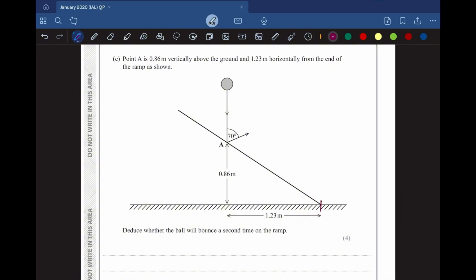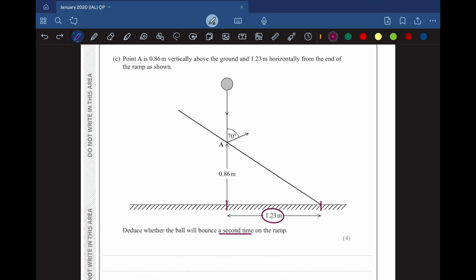So from the end of the ramp, the position from which it will bounce is 1.23 meter. The question is: deduce whether the ball will bounce a second time on the ramp. So it will only bounce a second time on the ramp if it has a horizontal distance of less than 1.23 meter, right? So it will bounce right here or here or here, somewhere right here. Or if it has a horizontal displacement of greater than 1.23 meter, it will not bounce on the ramp, right? It will fall right here or here. So this is the main thing.